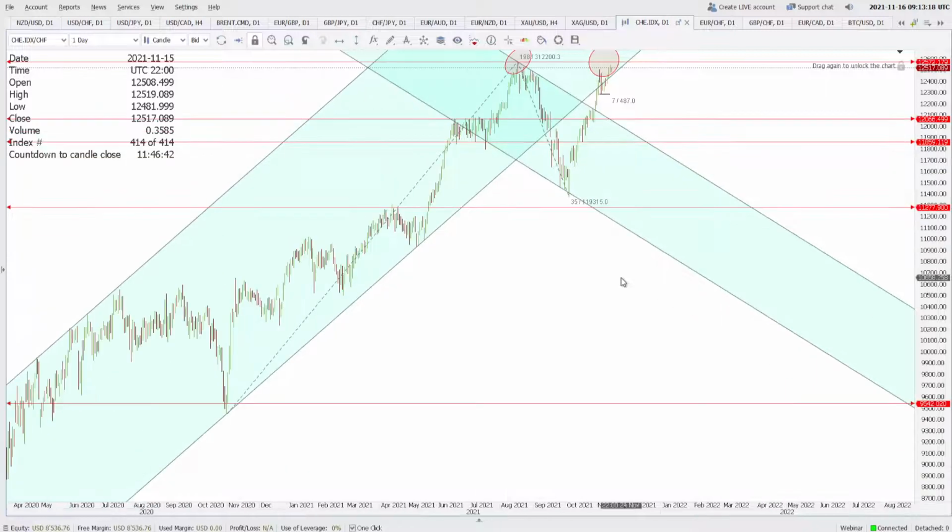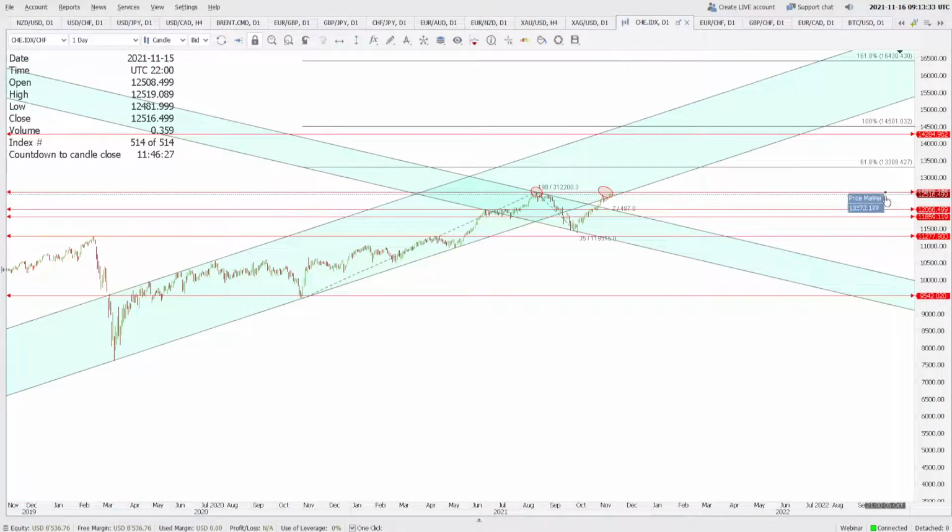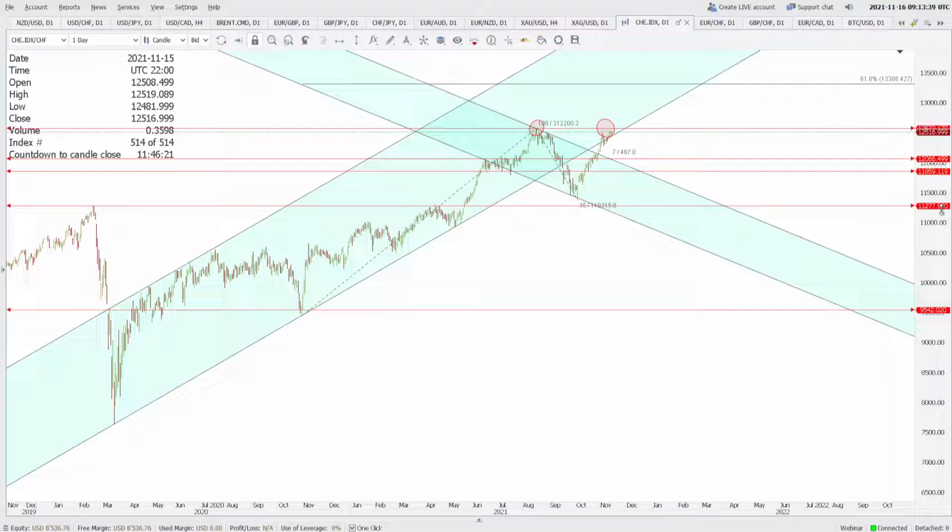I've just changed my Fibonacci's because I think these are the lows that I need to keep an eye on, and this is the lowest low, and this was our swing. So from this swing, if we click Fibonacci extensions to this level, then we get 13,308 as 61.8% and 14,501 as the 100% extension from there.